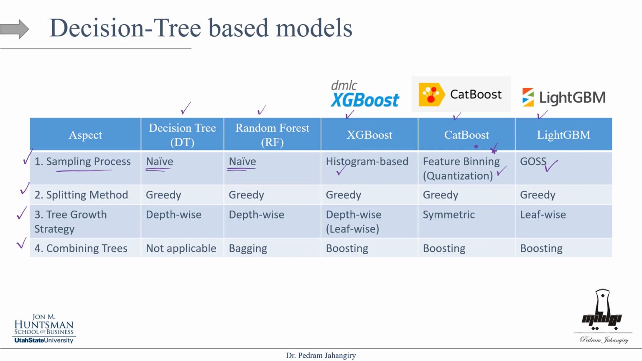Then, in terms of splitting method, as I told you earlier, they're all greedy. For growth strategy, decision tree is depth-wise, random forest is depth-wise, XGBoost is depth-wise, and they added leaf-wise as well. This was a newer addition to XGBoost. And then CatBoost is doing symmetric, LightGBM is using leaf-wise. Finally, in terms of combining trees, for decision tree, it doesn't make sense. For random forest, we're doing bagging. For XGBoost, we're doing boosting, and CatBoost and LightGBM, as the name suggests, we're doing boosting.